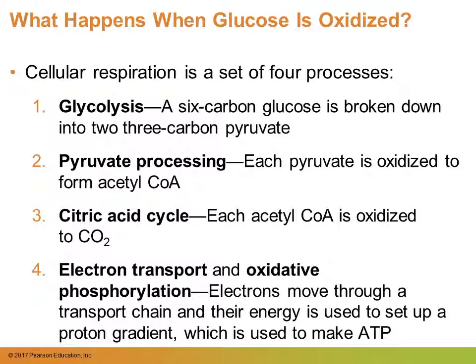So what happens in glycolysis? A 6-carbon glucose is broken down to 2 3-carbon pyruvates. In pyruvate processing, pyruvate is oxidized. It goes from a 3-carbon to a 2-carbon molecule, and then extra molecules are added to form acetyl-CoA. And then in step 3, acetyl-CoA is completely oxidized to CO2. So we go from a 2-carbon molecule to just a 1-carbon molecule, which is CO2. At that point, in step 3, glucose is completely oxidized.